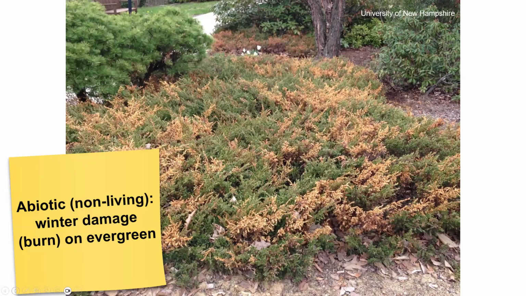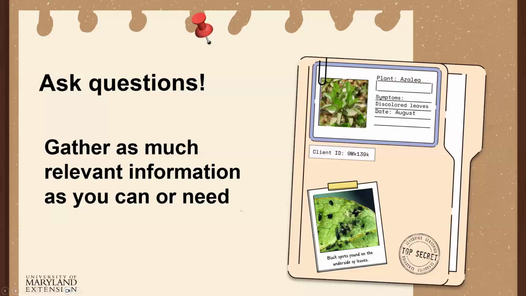So I just wanted to show that we want to observe our patterns, but there isn't necessarily a go-to rule to definitively know if we're having a non-living or a living causal agent. It encourages us to get curious and to ask more questions, gathering as much relevant information as we can. Again, we're plant detectives. We want to create our file and get as many clues, as much evidence as we can, using those credible resources, talking with our client, or if we're working with our own plants, looking around us and gathering that information.